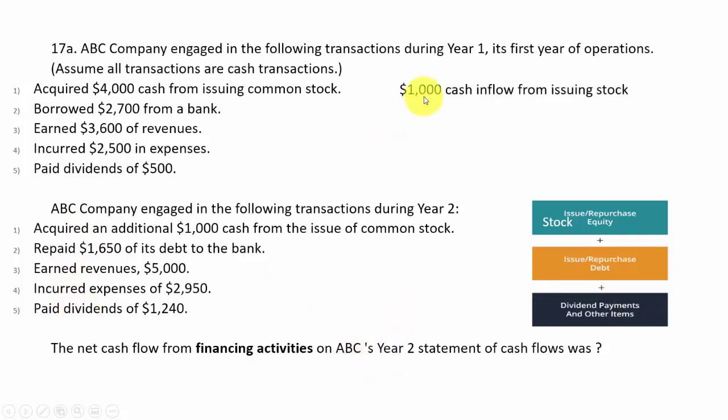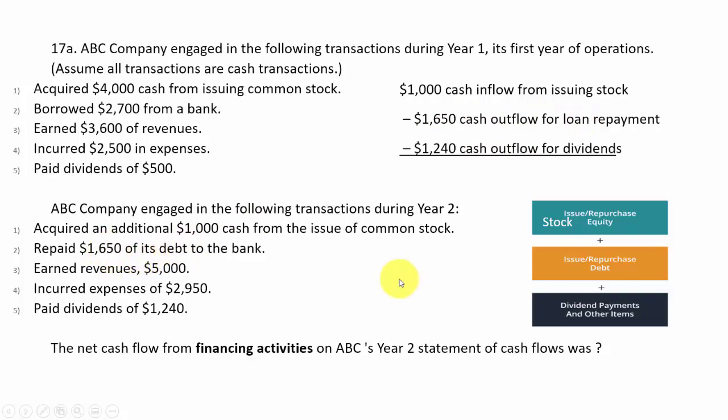They are a cash inflow for issuing stock, $1,000, that first transaction. Next one would be $1,650 for a cash outflow of a loan repayment, which would be this $1,650 right here. Then we've got $1,240 cash outflow for dividends. That was this one. And that's our total, which is going to be a total net cash outflow since it's a minus number. Cash outflow for financing activities is $1,890.